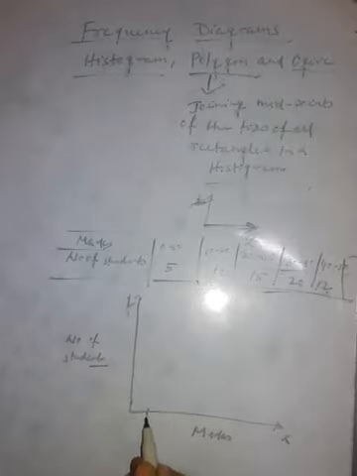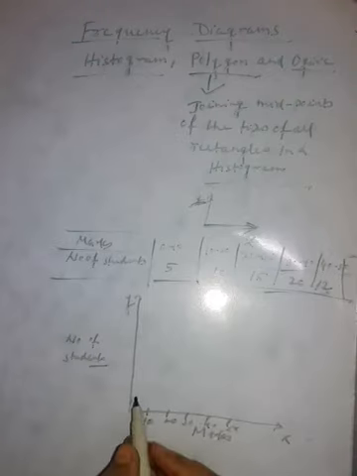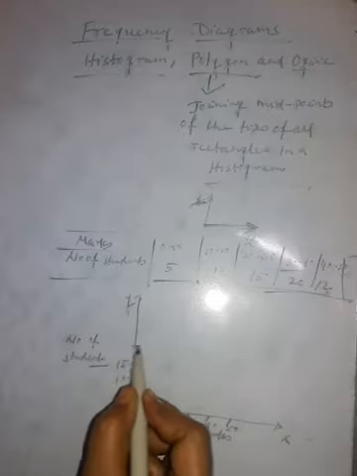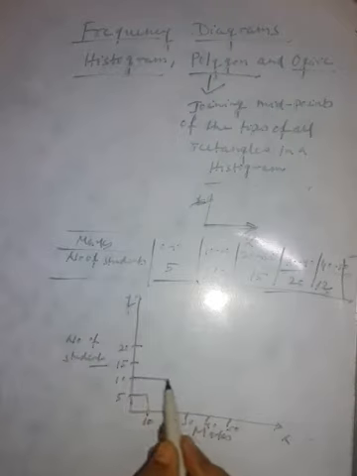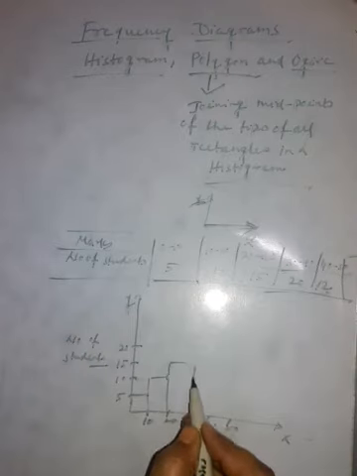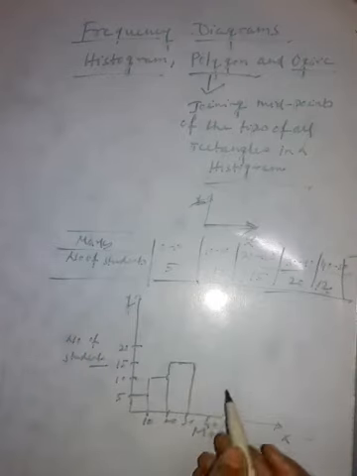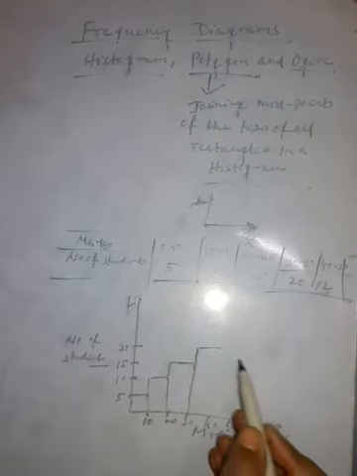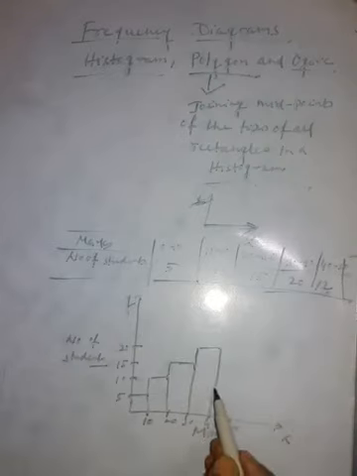First on the x-axis: 10, 20, 30, 40, 50. Here on the y-axis: 5, 10, 15, 20. The first is 5. First I will draw the histogram, 10 to 20. Sorry, that line should be a straight line. And then 15, then 20, then 12.